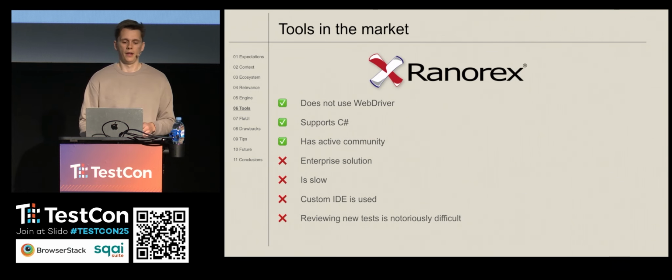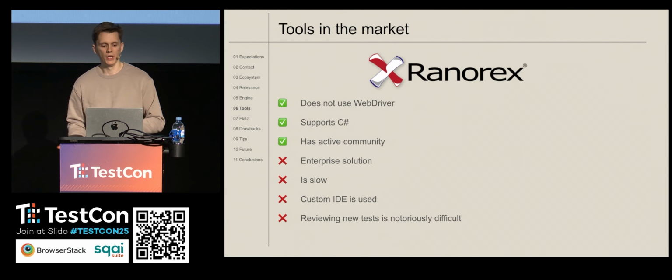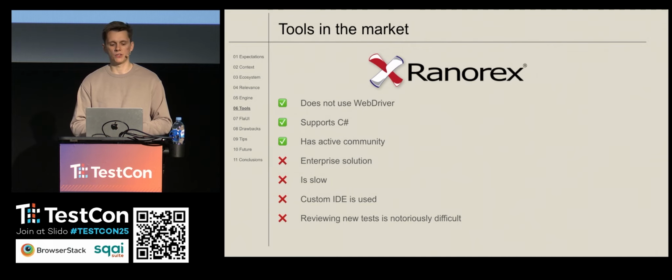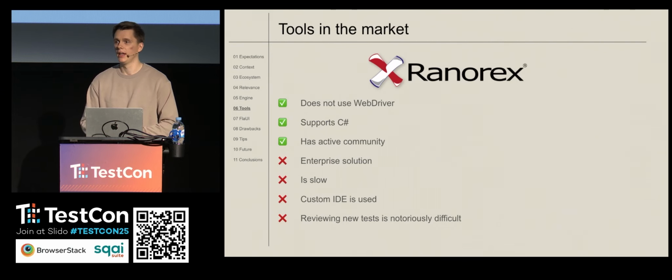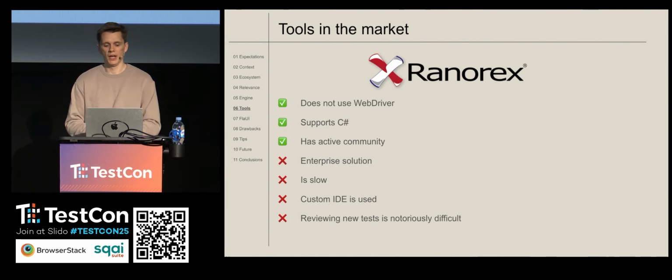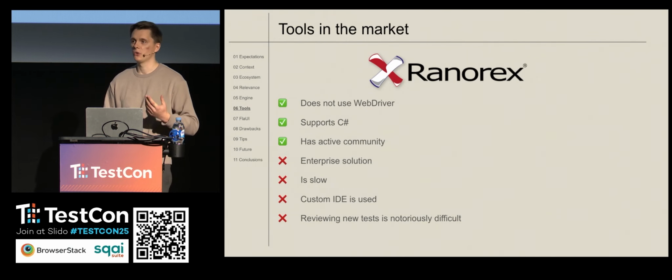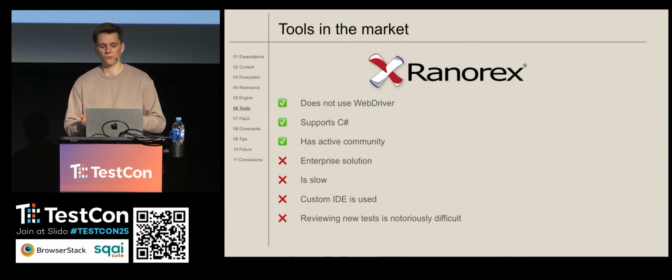Then we have Ranorex. This tool is slightly better because it does not use Appium under the hood. The good thing is that it does not use WebDriver, which means that we don't have those random freezes and crashes. It supports C#, so I can involve my developers more easily in writing tests. It has an active community, so again, I can get documentation and help. But again, we are paying money for this solution. It is also slow. Then we also have to use a custom development environment, which adds additional friction in writing tests.